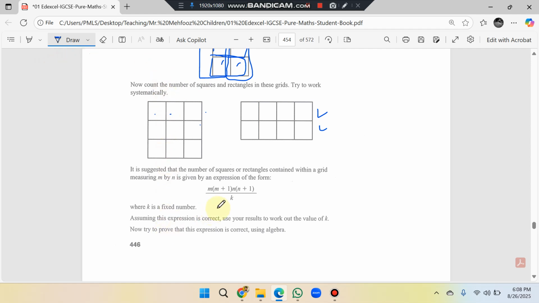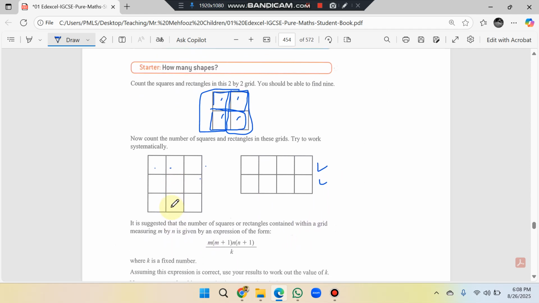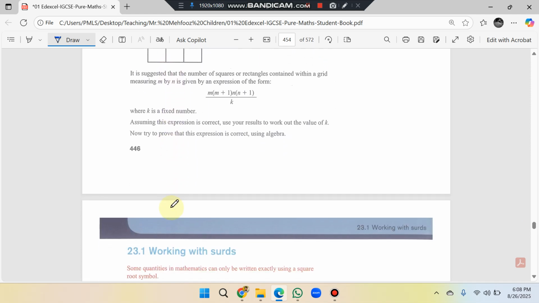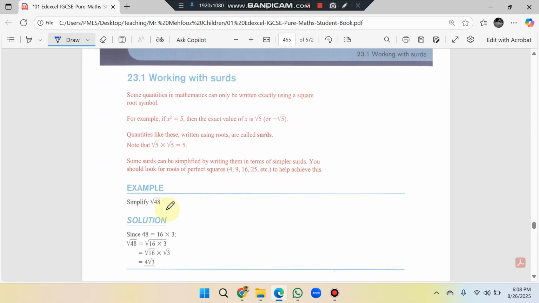Okay, now try to prove that this expression is correct using algebra. So this is basically a simple example for the advanced algebra, right? This is the starter activity.